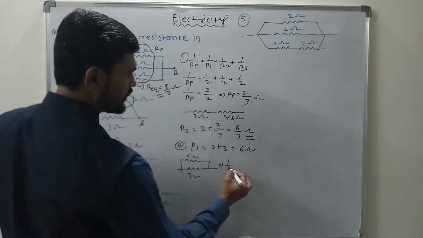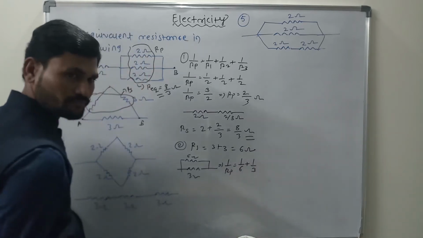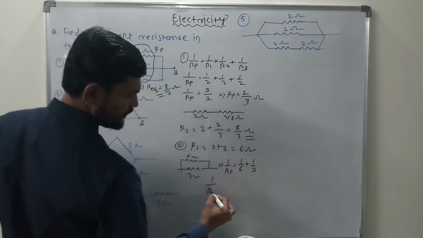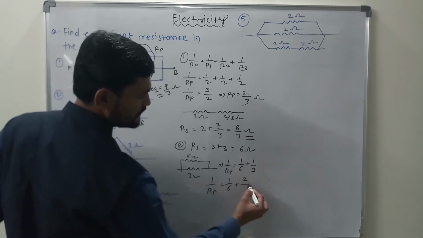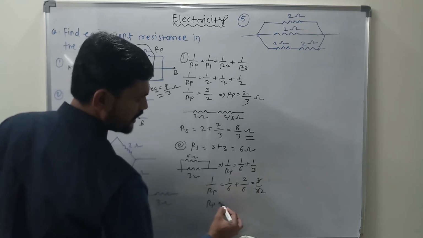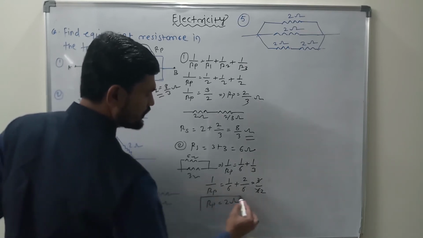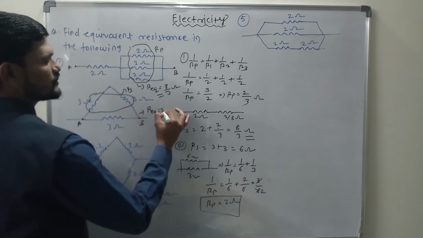How do we calculate? 1 by Rp is equal to 1 by 6 plus 1 by 3 multiplied by 2. Then what will be the answer? 1 by Rp is equal to 1 by 6 plus 2 by 6. So what is the answer? 3 by 6. 3 2s are 6, which becomes Rp is equal to what? 2 ohm. So this is the equivalent resistance here. That R equivalent is equal to 2 ohm.